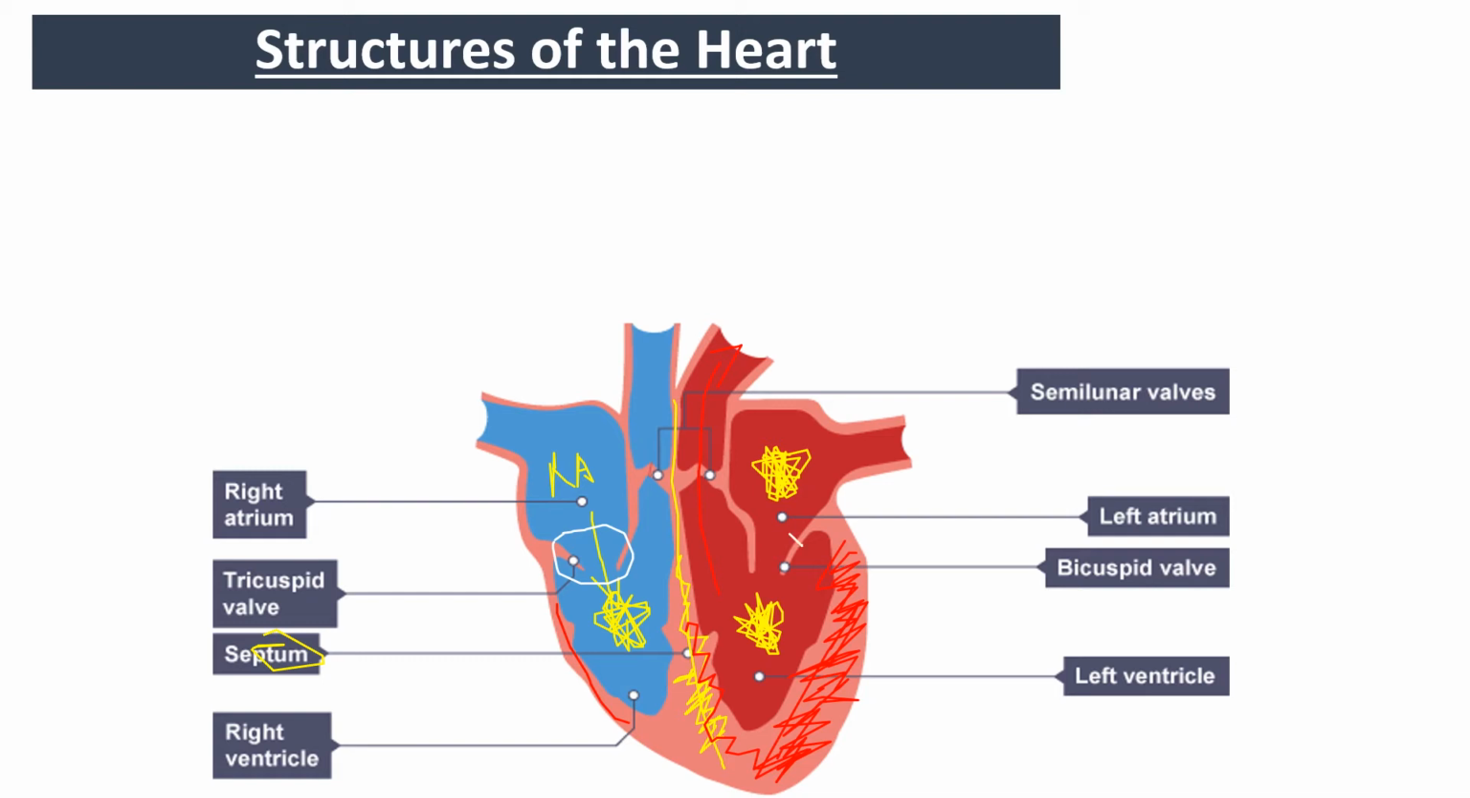And then on the other side, very similar, you have another valve between the left atrium and the left ventricle. And that is again trying to keep blood just moving in this direction and not flowing back up from the left ventricle back up into the left atrium. We want to keep that blood flow going in the same direction, in the same loop.